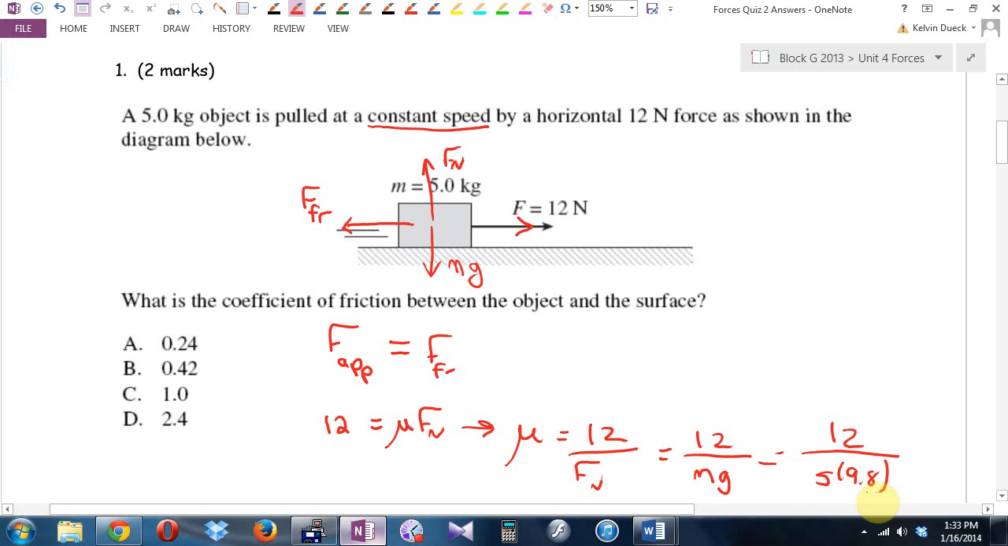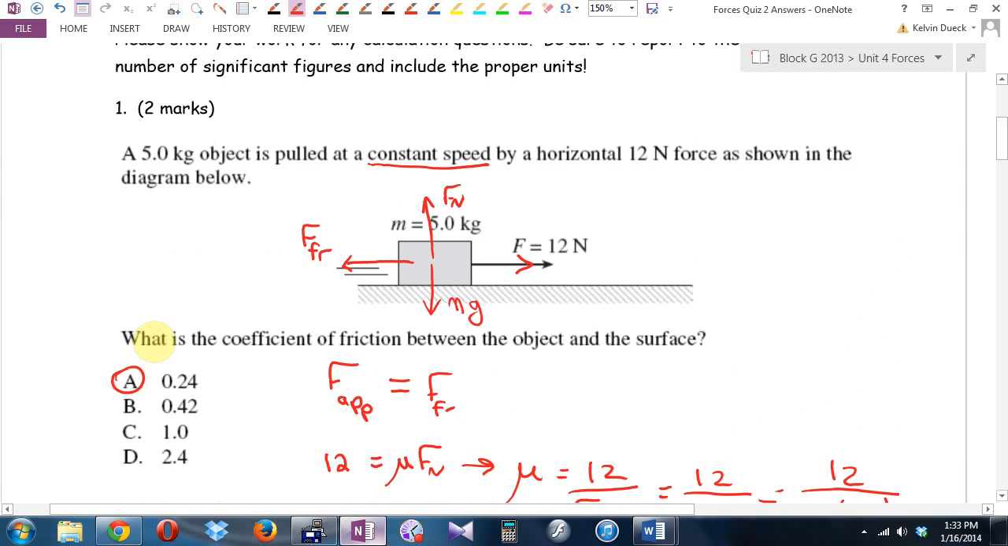Is the answer A, 0.24? By the way, why would I probably not pick D? A coefficient of friction bigger than 1? That's like crazy sticky glue. I don't think that would be moving at a constant speed. I mean, it's possible, but you need a huge force to be moving something at a constant speed over something that was stickier than Velcro, right?